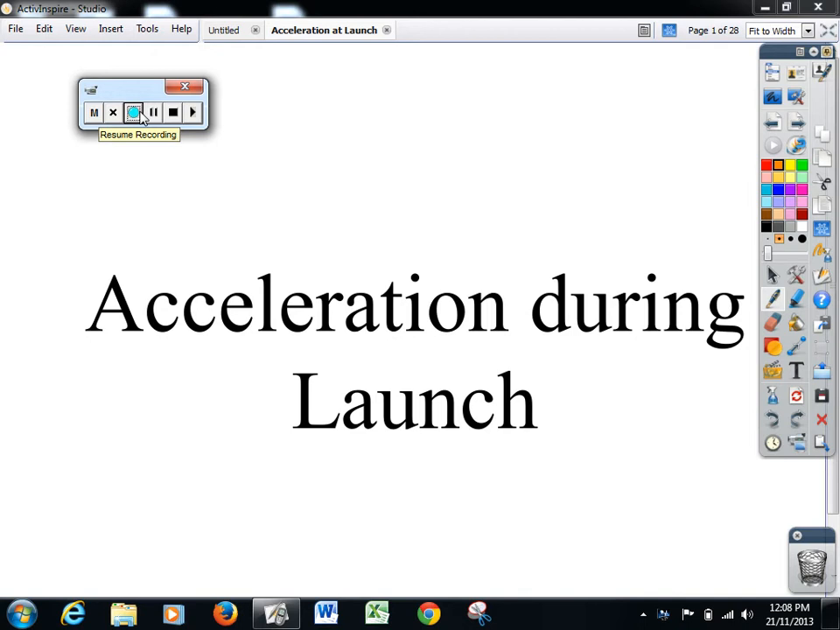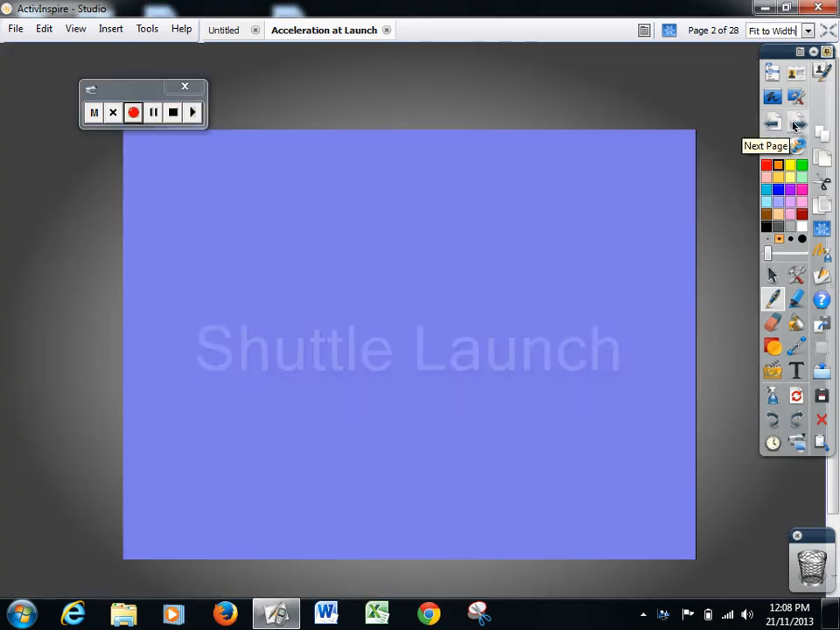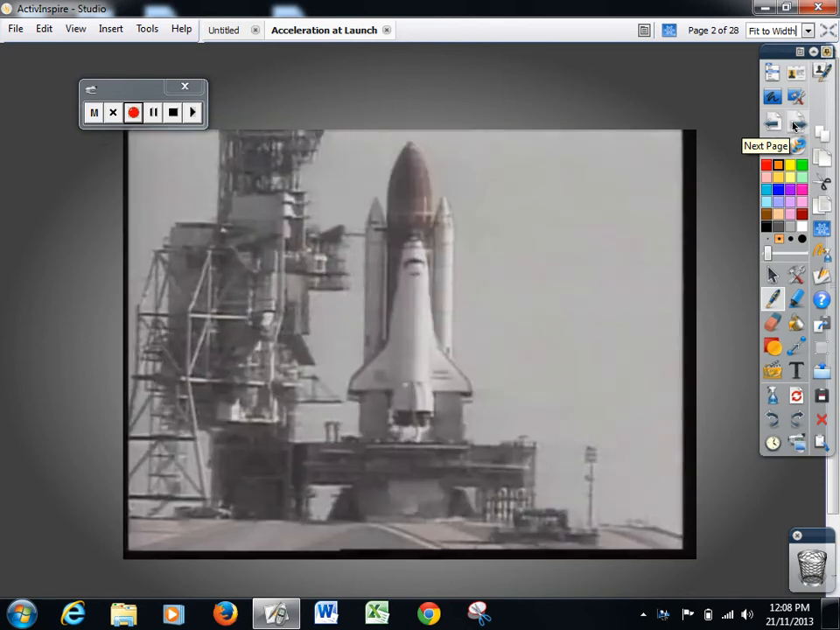Right, we now move to acceleration during launch. Up until now, we've been talking about projectile motion, which we have by throwing or projecting an object at an angle to the horizon. But in acceleration of a rocket, because a rocket is self-powered, we have an internal source of energy pushing the rocket into space. It'll take a few moments just to have a look at a shuttle launch.